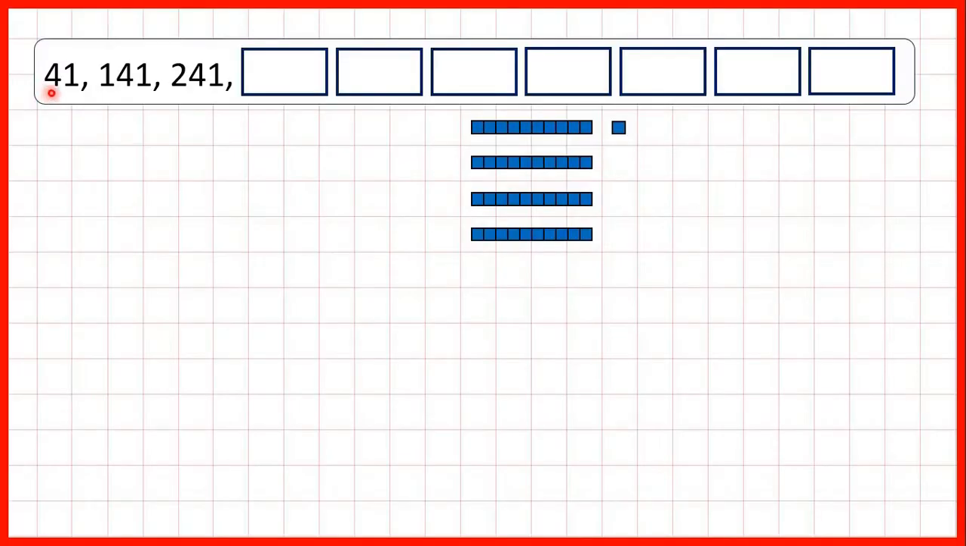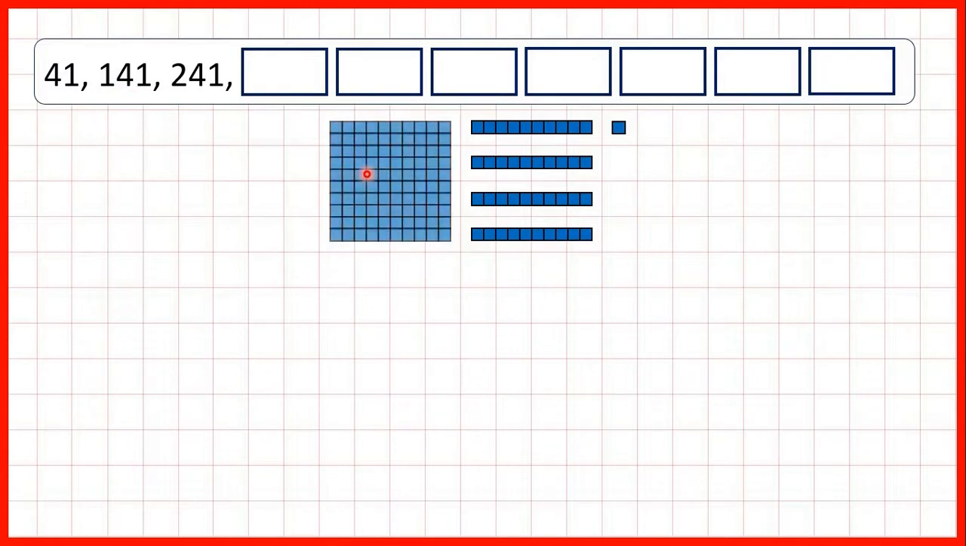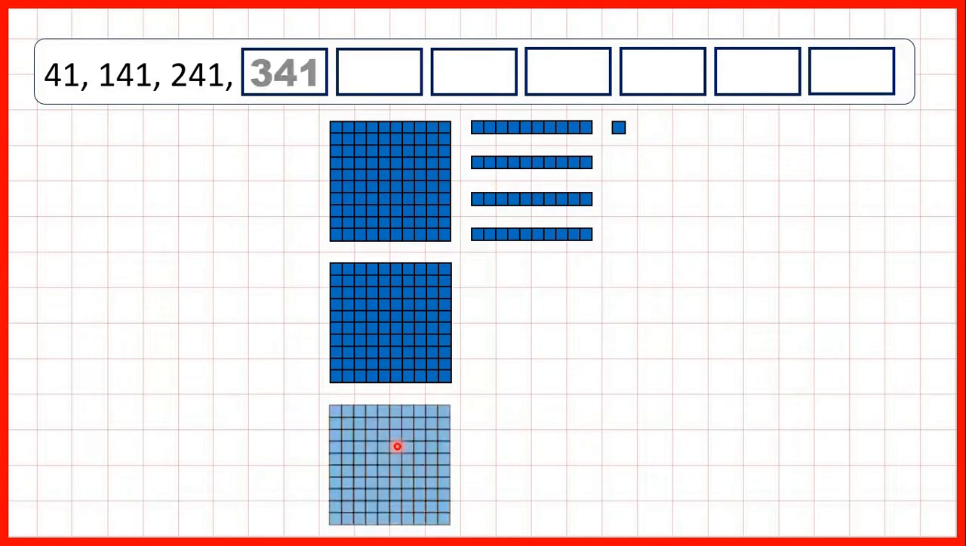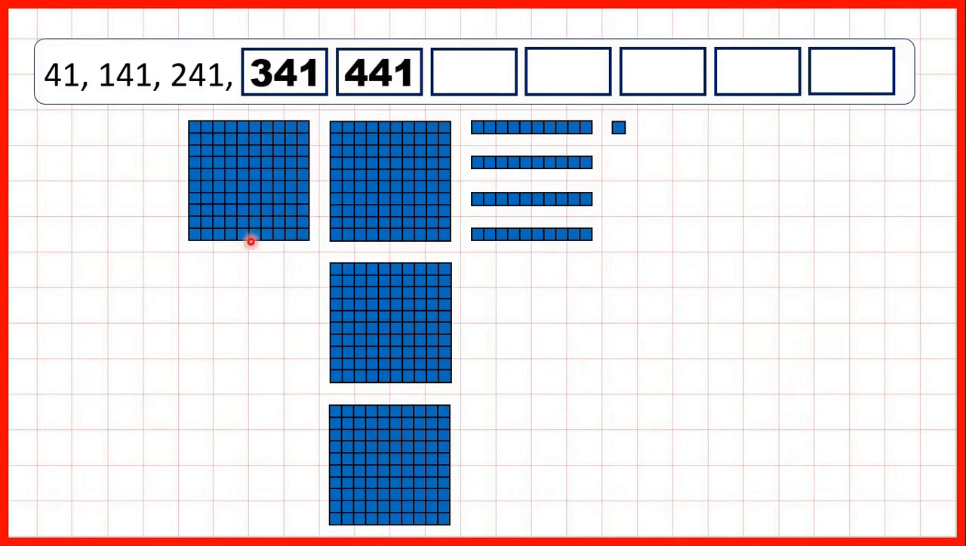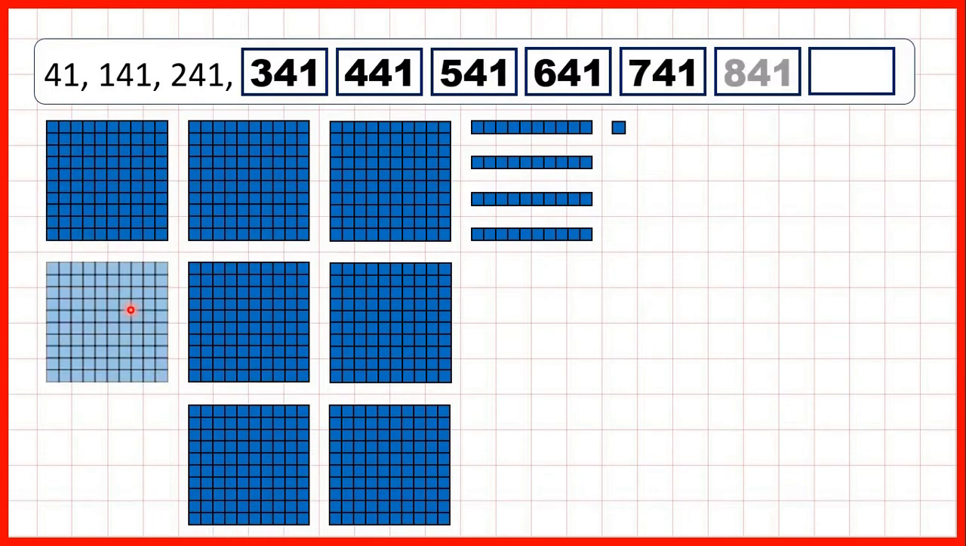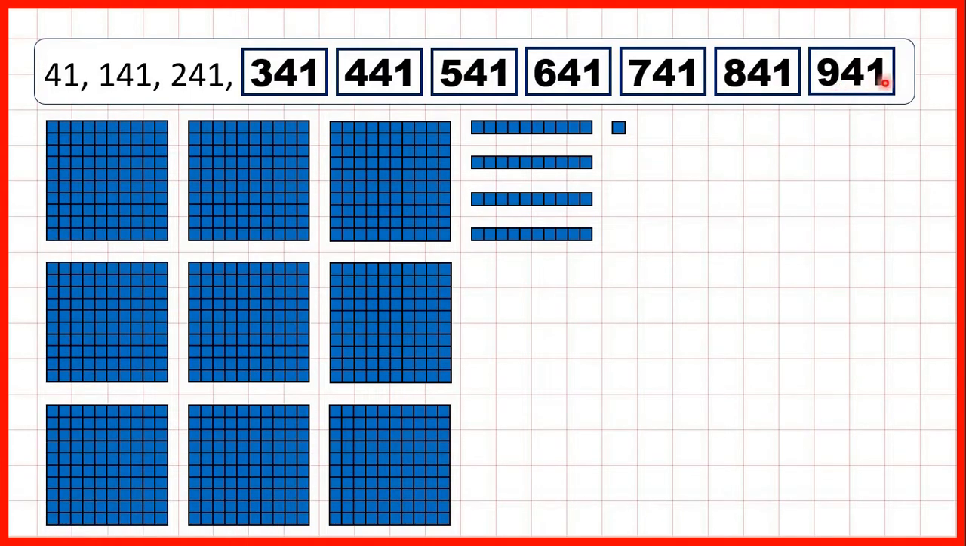Now we need to count on in hundreds. So first we start with 41, so with 4 tens and 1 one. Then, because we're adding 100 each time, we have 141, 241, 341, and then we can keep on counting in hundreds until we get to 941. So notice when we're counting in hundreds, the tens and ones digits always stay the same because we're adding 100 each time, not adding any tens or ones.